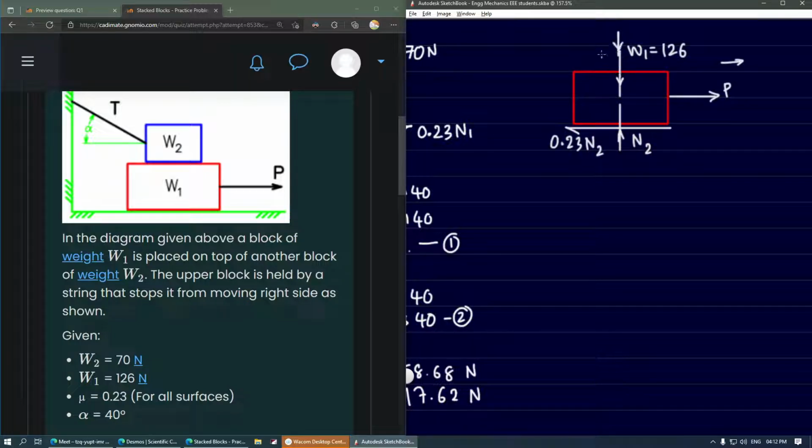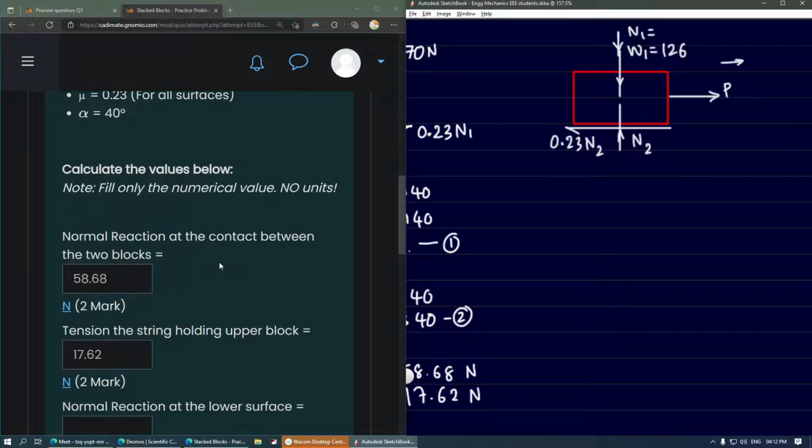And since normal reaction at the upper part, that is N1, we found the value of N1, that is 58.68. So the friction that we get at this surface will also try to avoid the motion. And this is 0.23 times N1, the reaction at the upper surface. So these are all the forces that are acting on this object.